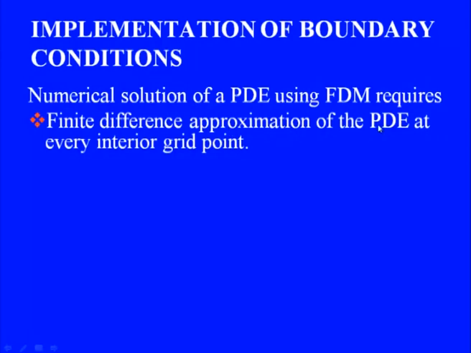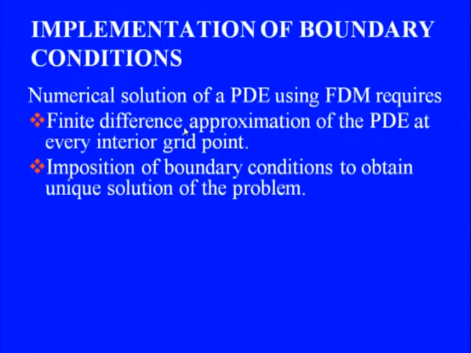Now we have our partial differential equation, and its numerical solution using finite difference requires two things. First is finite difference approximation of partial differential equation at every interior grid point. So what we will do, we will replace all the derivatives which appear in our partial differential equation with their corresponding finite difference approximations. And this would convert our partial differential equation into an algebraic equation at a given interior grid point. But that's not sufficient.